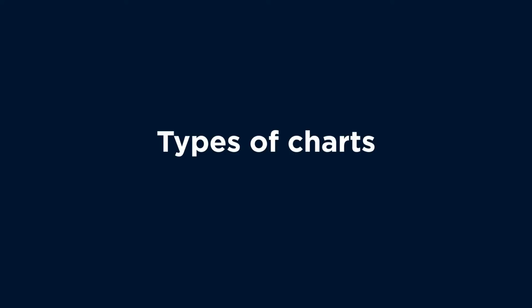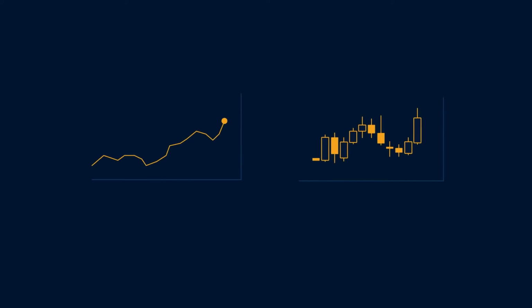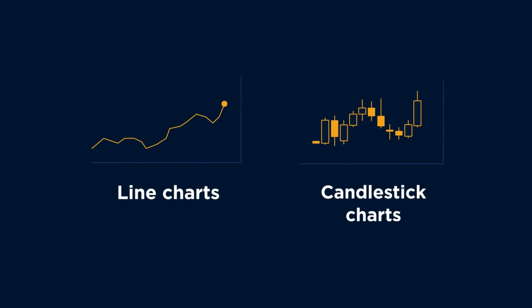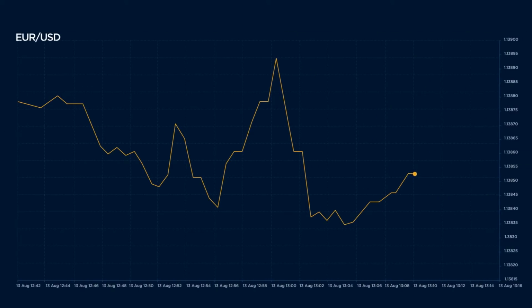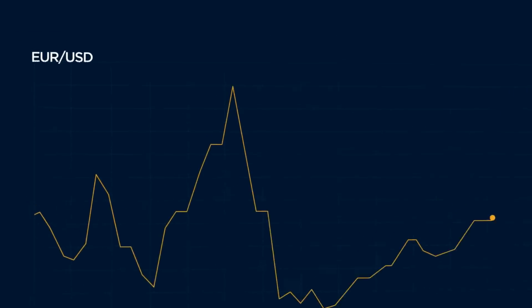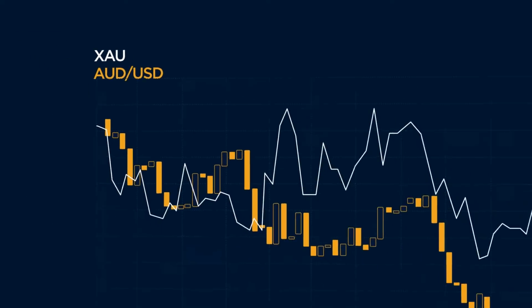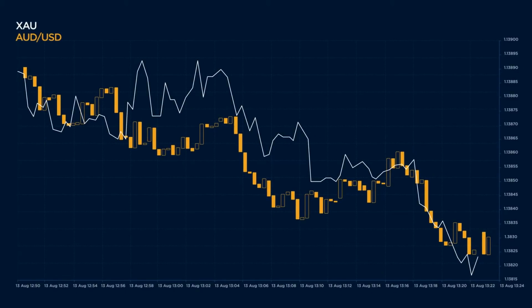Types of charts. There are two basic types of charts available in Forex, line and Japanese candlestick. Let's look closer at both of them. Line charts. Line charts are the simplest. They only connect closing prices over a given time period and depict the general price trend. You can use this type of chart as an overlay or for comparing charts when performing an intermarket analysis. For example, you might compare the prices of the Australian dollar and gold using a line chart.